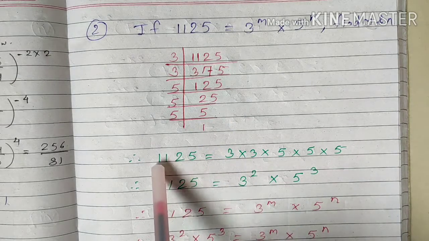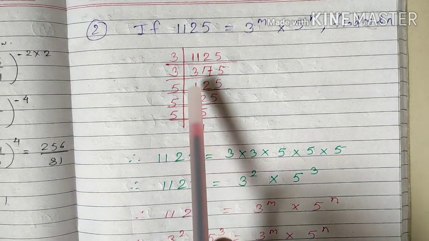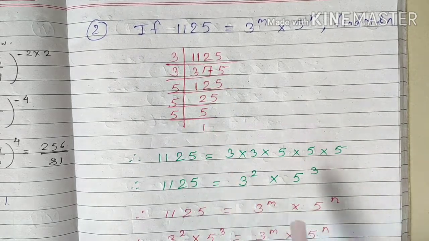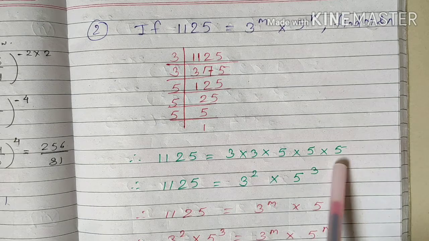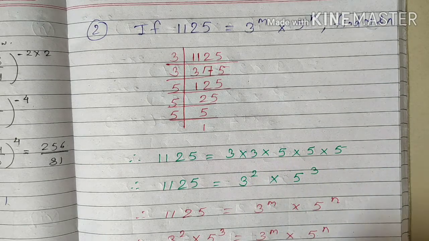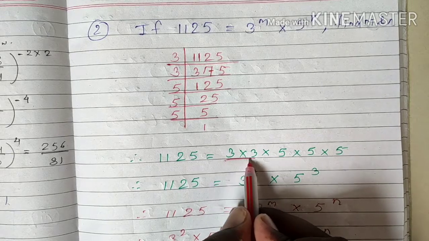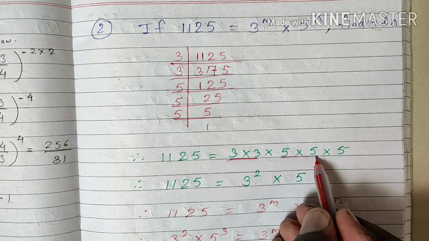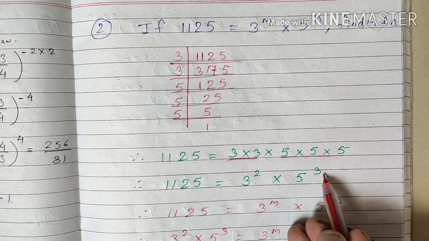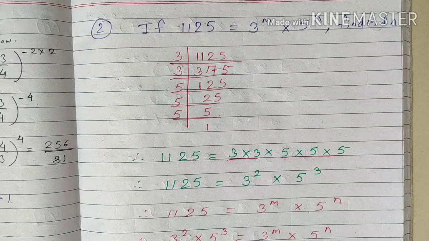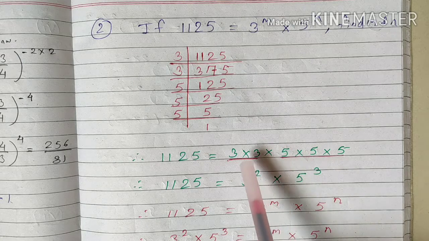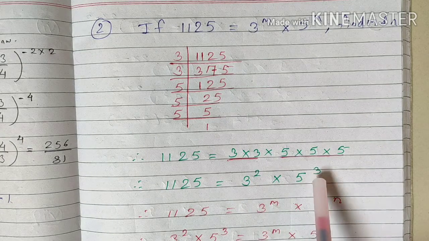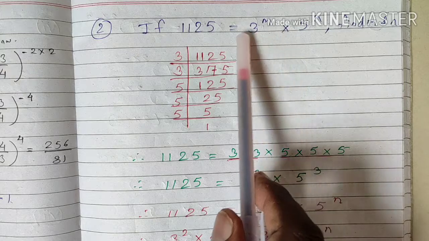That means 1125 can be written as 3 multiplied by 3 multiplied by 5 multiplied by 5 multiplied by 5, the same thing. Okay. How many times is 3 there? 2 times 3 is there, so 3 raised to 2. How many times is 5 there? 3 times. So we can write 5 raised to 3. Got it? So therefore this can be written as 3 raised to 2 and this can be written as 5 raised to 3. See, this is the given part of our question.